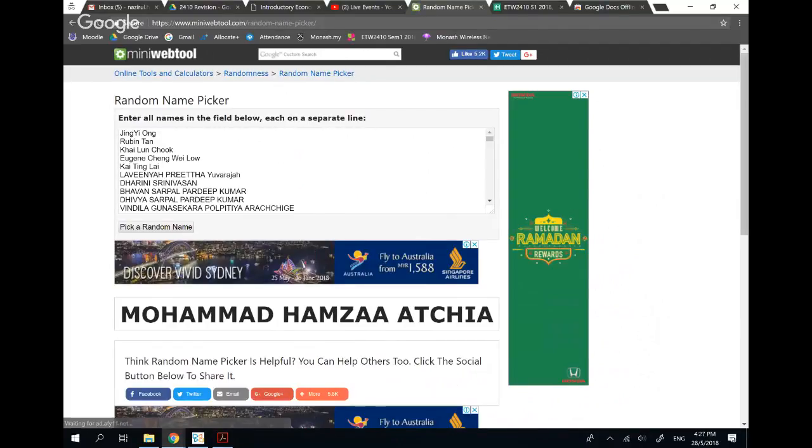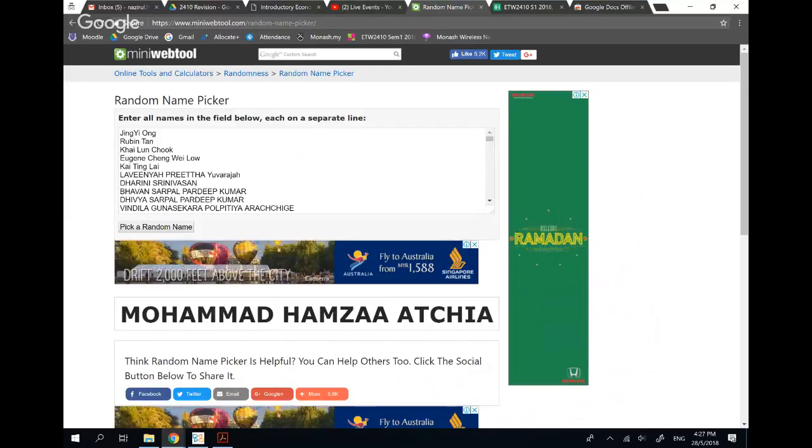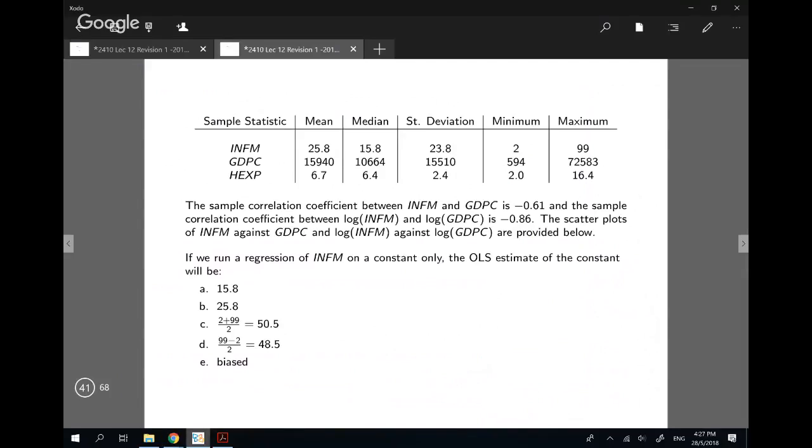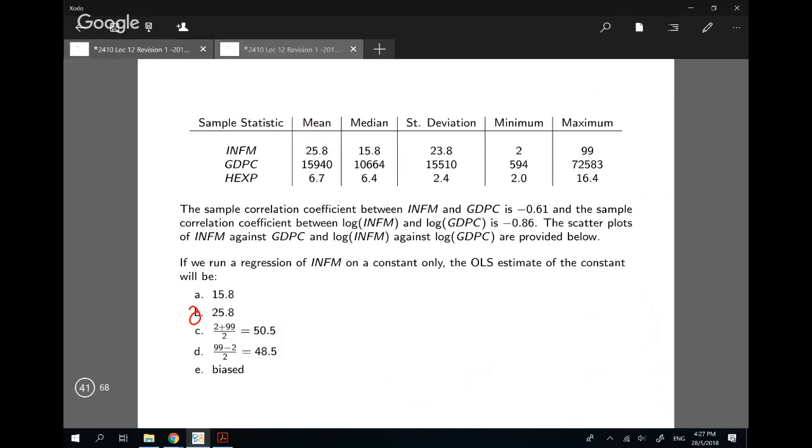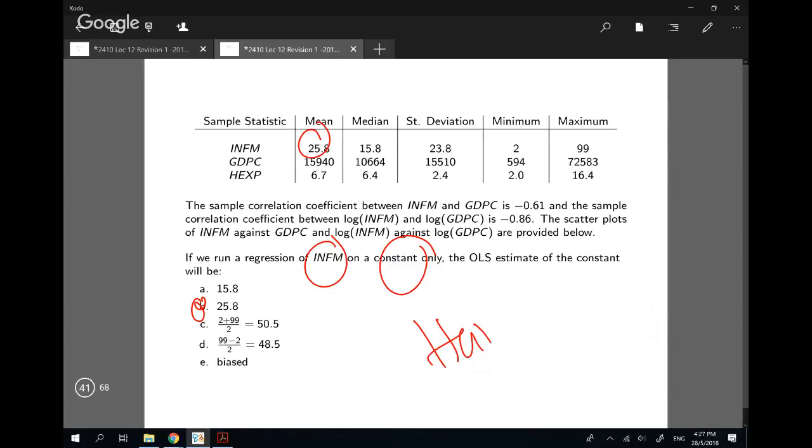Hamza. Are you here? Yes, you are. Okay. So what's your answer? Answer is B. B, yes? 25.8, which is the mean. So when you regress on the constant only, it should be the mean of infant mortality, which is 25.5. Okay. Good. All right. Okay, thank you.